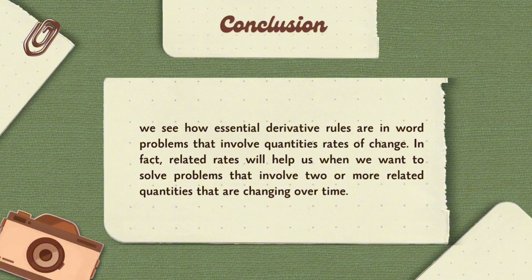So the conclusion is, we see how essential derivative rules are in word problems that involve quantities and rates of change. In fact, related rates will help us when we want to solve problems that involve two or more related quantities that are changing over time.